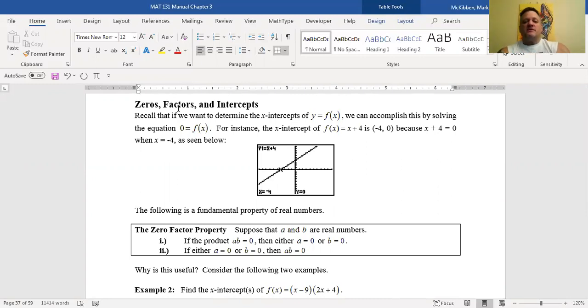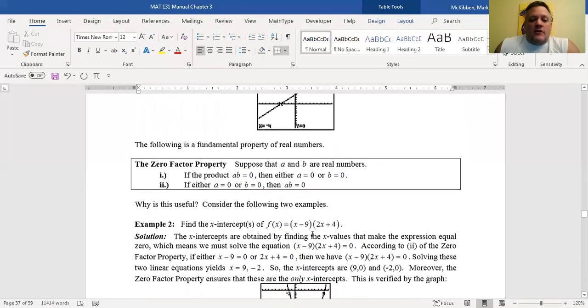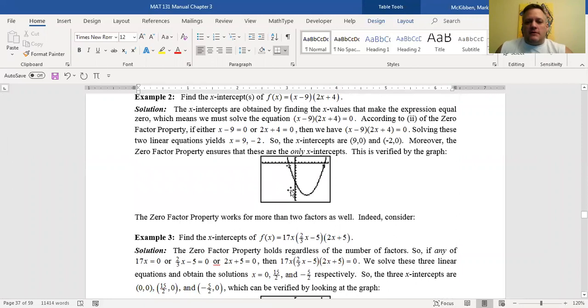And then in terms of intercepts, each real zero corresponds to an x-intercept of the graph of that function. So just three things that really give you the same information, but they're different terminology for stating that. All right, so let's look at example 2.